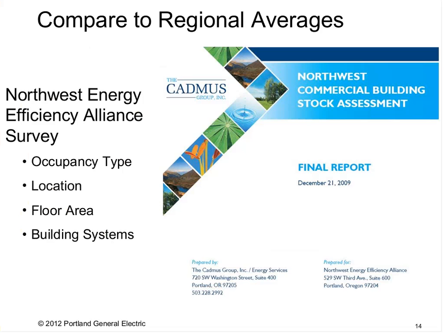One opportunity is to look at regional data. One of our co-sponsors, the Northwest Energy Efficiency Alliance, does periodic surveys of the Northwest to get information about energy use in the area. They ask customers about their occupancy type. Are they an office? Are they a retail space? Where are they located? What's their floor area? And what type of building systems they have. They don't just ask 4 questions, but those are the categories of questions, the real meat of the survey.